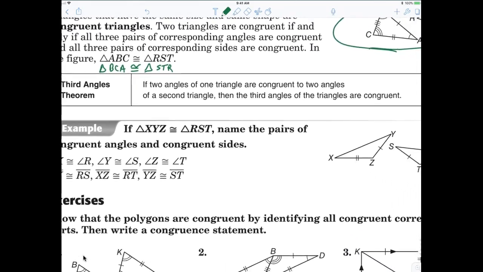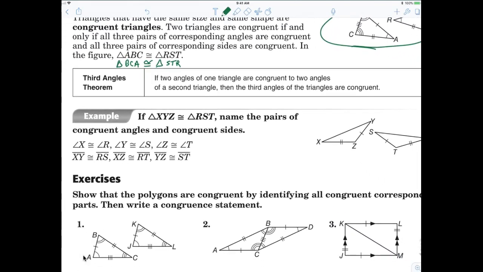Now, the next thing I need for you to understand is true is this. It's called the third angle theorem. And see if that is obvious. If two angles of a triangle are congruent to two angles of the second triangle, then the third angle must be what? Congruent. That makes sense, right? For example, if one's 30 and one's 60, in another triangle you see a 30 and a 60, then the third angle has to be what? In each triangle. Does everybody agree with that? So that's called the third angle theorem.